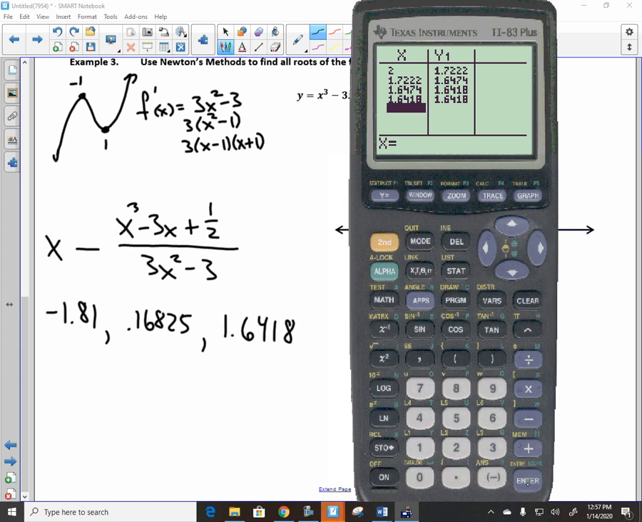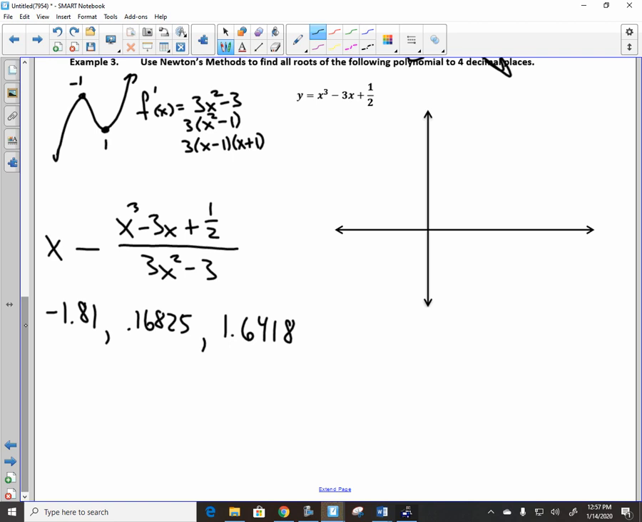So what that taught me is that with this graph, I know a few things. Negative 1, negative 2, positive 1, positive 2. I know that it crosses the x-axis at negative 1.81, at 0.168, and 1.64. I know it has a local max at negative 1. And I know it has a local min at positive 1. And so it can give you a really good description of the graph. We could find actually the local max and local min if we wanted to. But that's a nice way of finding zeros that are otherwise very, very difficult to find.